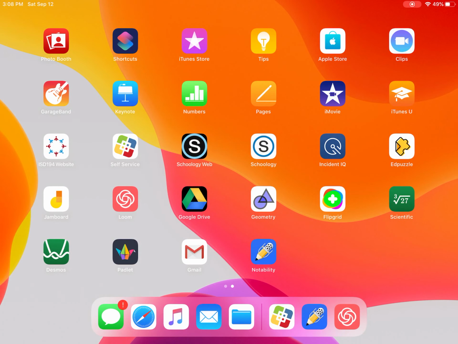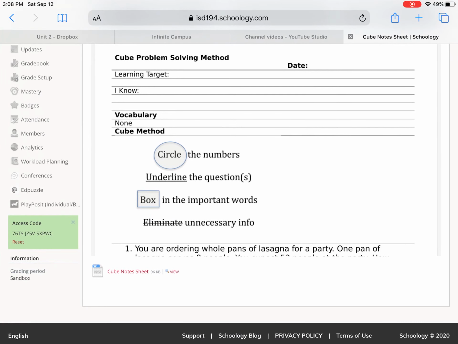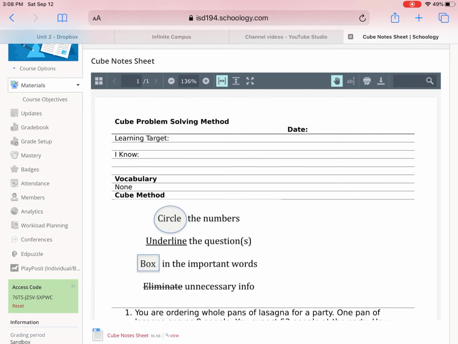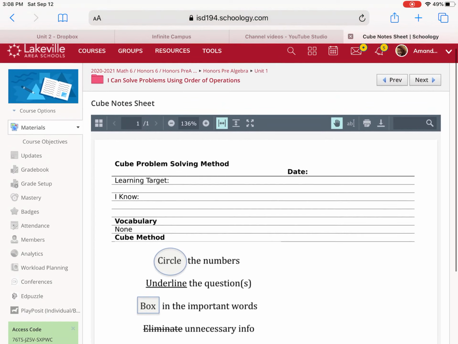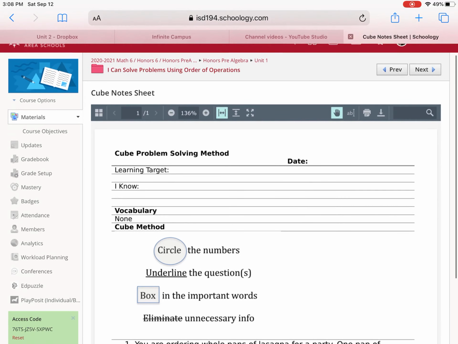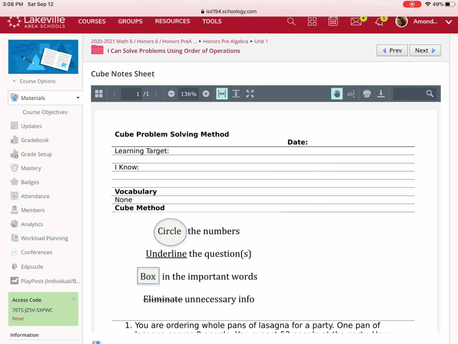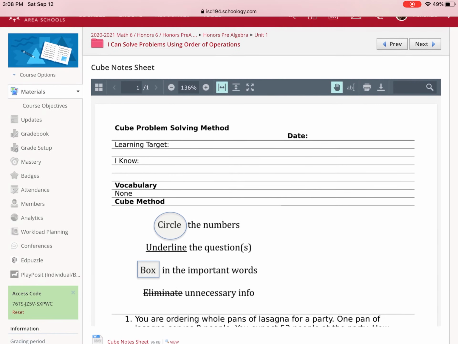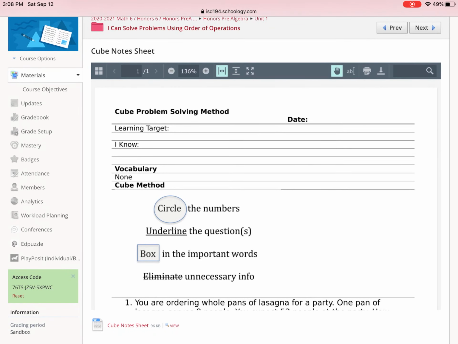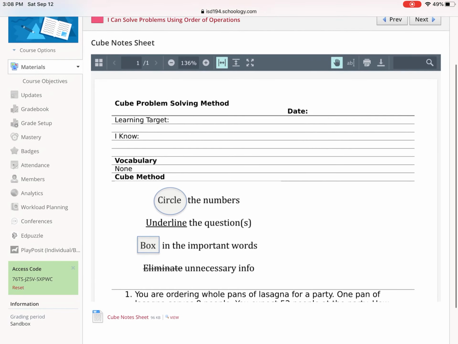So for today's video, we are talking about how to use the notes sheets that are in your class along with your video. So if you pulled up your folder for your first learning target, you should have seen that there's a cube video and a cube notes sheet. If you go to the cube notes sheet in Schoology, this is what you should be using to take notes with this video today.